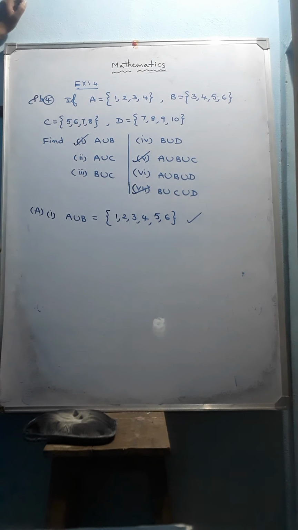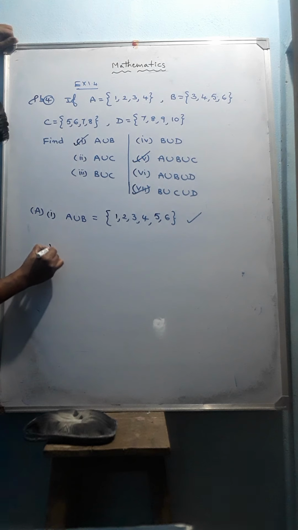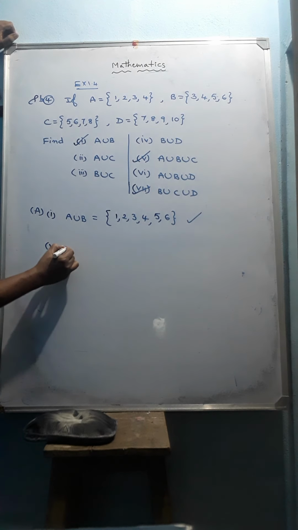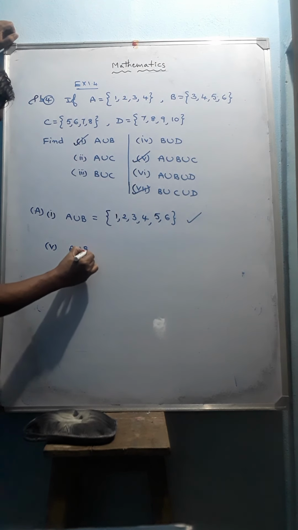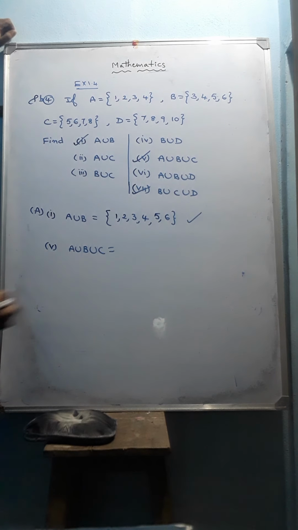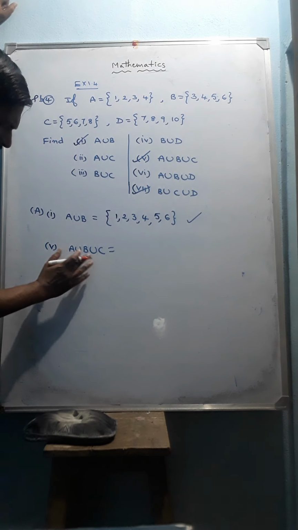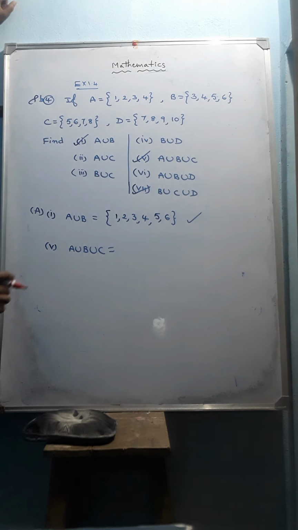That is the set of A union B. Next, fifth problem. A union B union C. That means the set of A, B, C. So the elements combination of A, B, C.